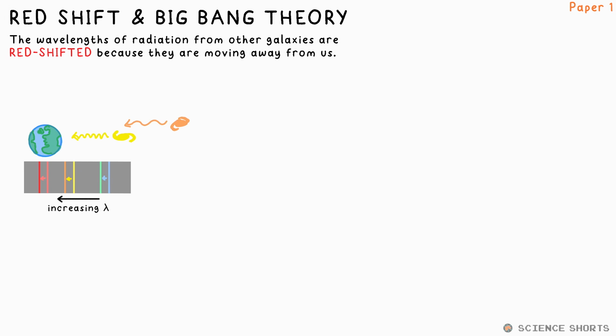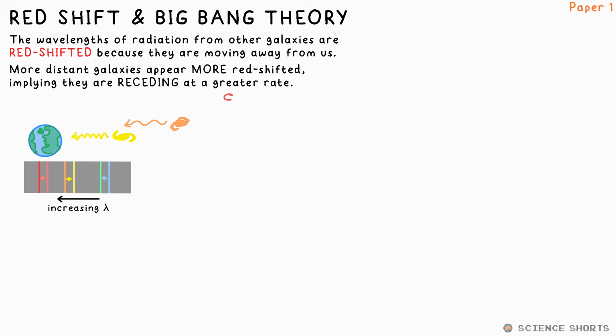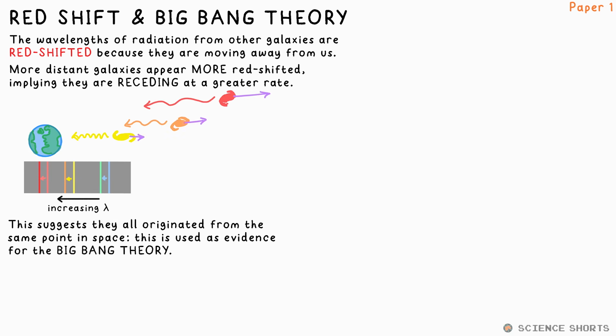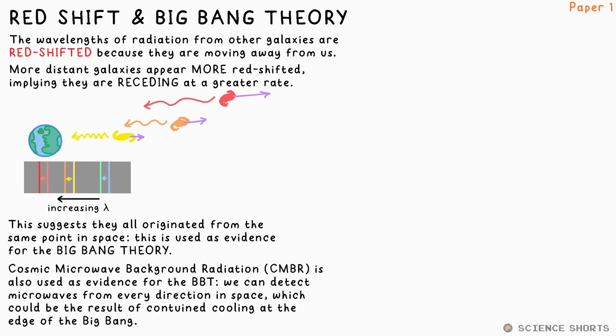Not only that though, the light from more distant galaxies is even more redshifted, suggesting they're moving faster away from us, receding faster, we say, at a faster rate. This implies that if we go back in time, all of these galaxies appear to have originated from the same point in space. This is therefore used as evidence for the Big Bang Theory, and that the observable universe is still expanding. The other piece of evidence for it is CMBR, cosmic microwave background radiation.